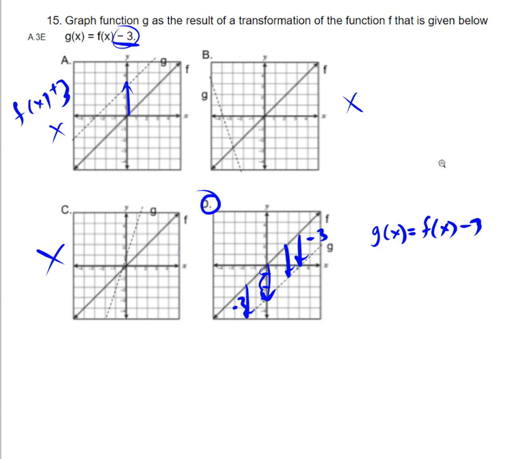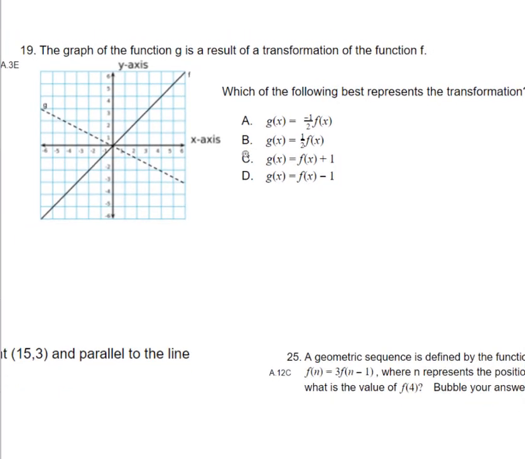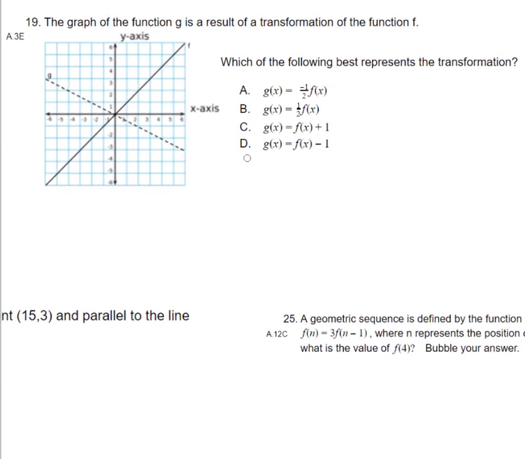All right, let's go ahead and keep going. So the graph of the function g is a result of a transformation of the function f. Now remember, in the last couple that we've done, you've had the whole line shift. Well, if you look at this line, you might be tempted to say, oh, it went down 1, 2, 3, 4, 5, or maybe here, 1, 2, 3, 4, 5, 6. You might be tempted to say it went down 6, so minus 6. But no, that doesn't make sense because even though it went down here, notice over here it went up. So whatever you choose has to make sense for the entire line.